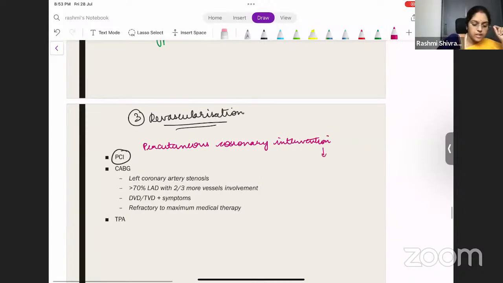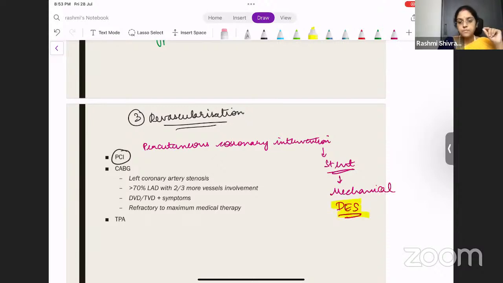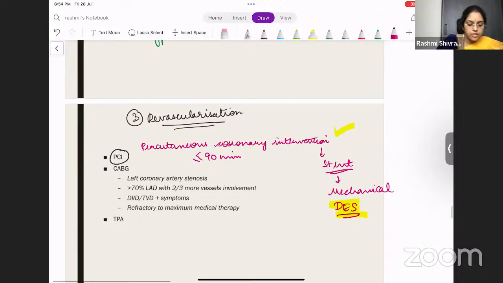So what are the stents that you place? The stent can either be a mechanical stent, which is the bare metal stent, or a drug eluting stent. This is very, very important. We use the drug eluting stent most commonly. Coronary intervention is very, very important. If the door to balloon time is less than 90 minutes, then it will be highly effective.